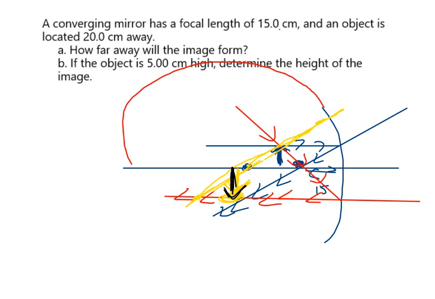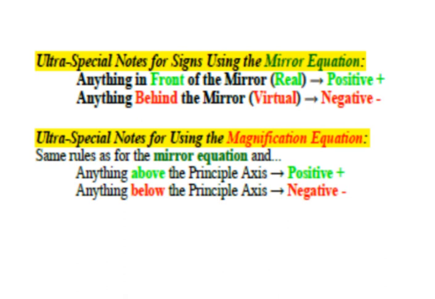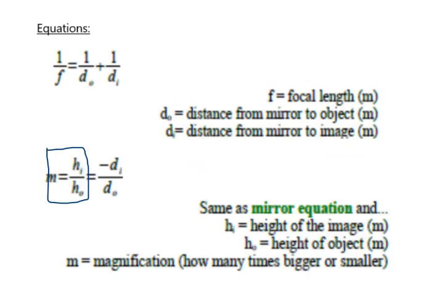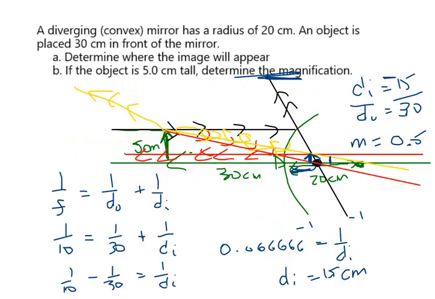Okay, I now know where my mistake was on the previous example. Can I go back and fix the previous example after this? That's such a dumb mistake. I misplaced a negative sign. I didn't think about this bit right here: the ultra special notes for using the mirror equation. Anything in front of the mirror, you use positives for. Anything behind the mirror, you use negatives for. When I was doing this example right here, this 20 centimeters should have been a negative. That should have been a negative right there. That's what I screwed up on.